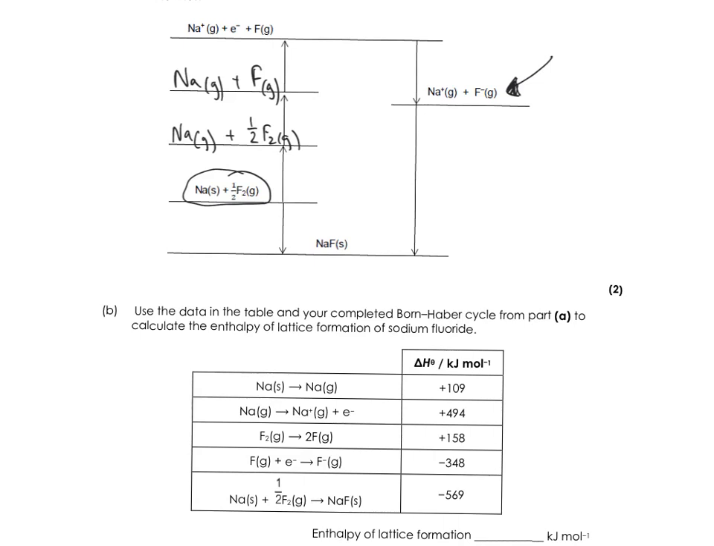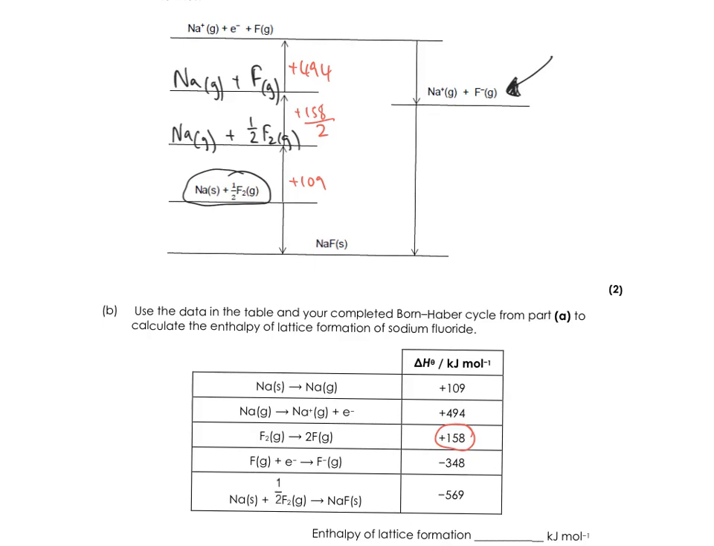So that top one, we've got sodium solid going to sodium gas. So that's the first one that we wrote out. So that's plus 109. Then we've got sodium gas going to sodium with its positive charge. That is your top one. And then you've got fluorine going to 2F. Now notice we had half of F2 going to 1F, so that needs to be divided by 2 in this Born-Haber cycle, and it's likely that they will put something in like that just to try and catch you out.